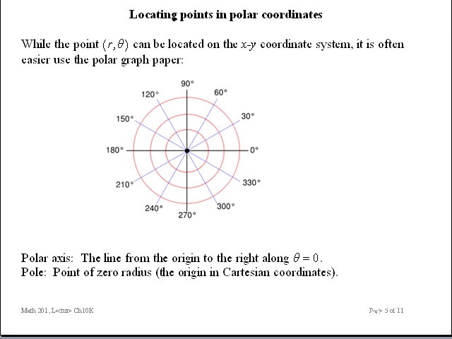Here's your polar graph paper with the angles marked off in degrees. The polar axis is this line right here, the positive x-axis, and the point of 0 radius is called the pole.